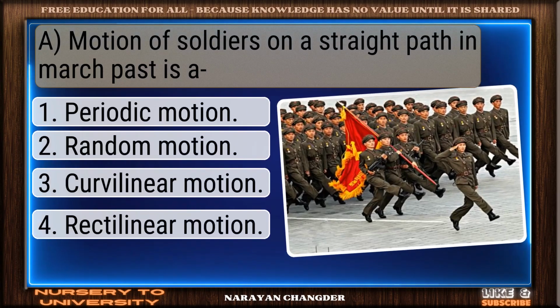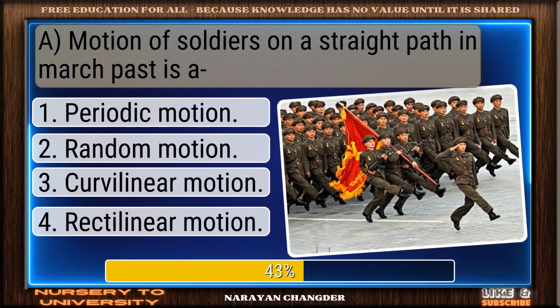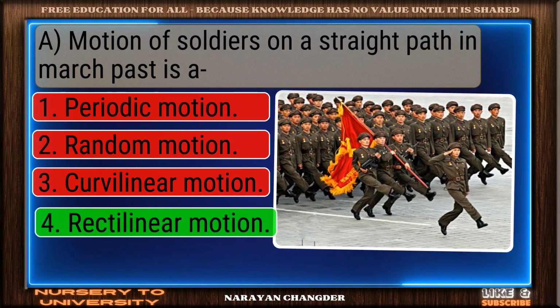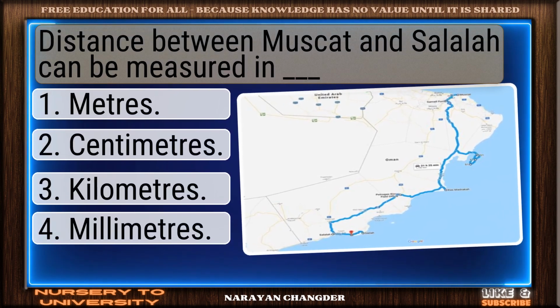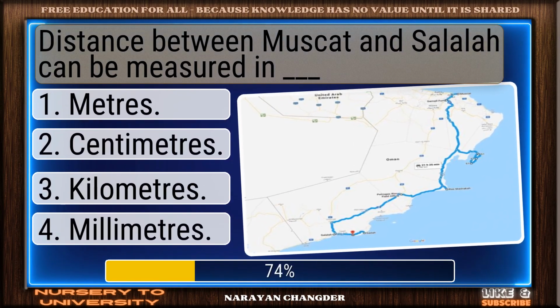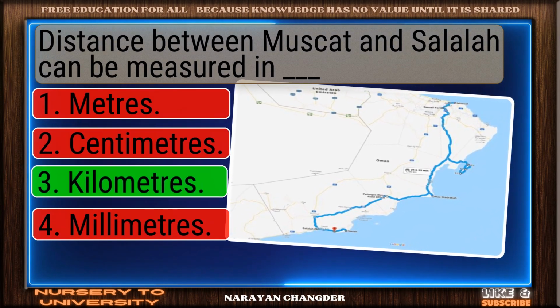A motion of soldiers on a straight path in march past is a. You got it? Your choice rectilinear motion is right. Distance between Muscat and Salalah can be measured in dash. Well reasoned. Kilometers is the correct choice.